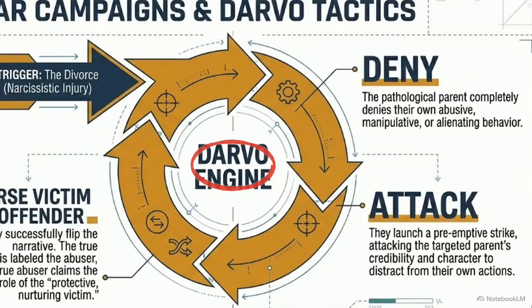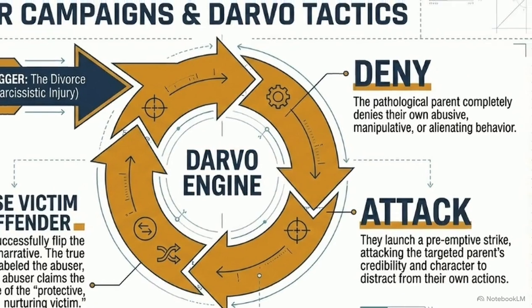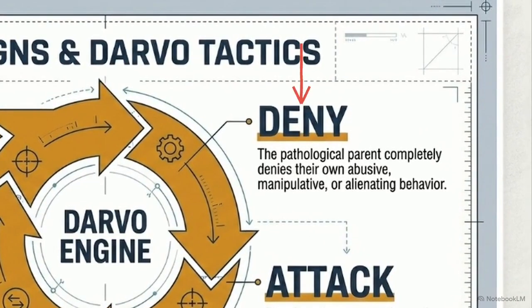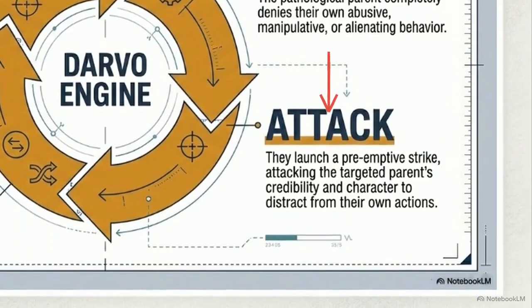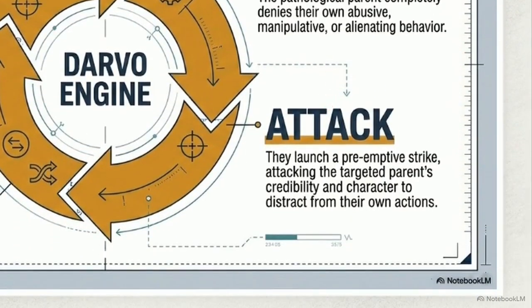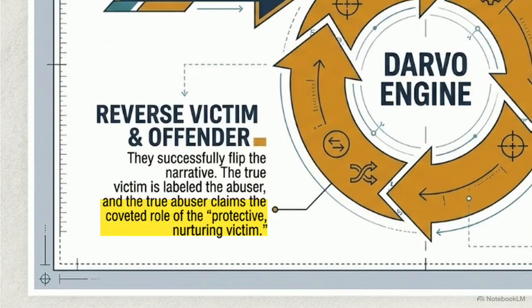This graphic breaks down the DARVO engine. Looking at the right side of the loop, your job is to document every instance where the opponent denies an established fact and launches a preemptive attack to distract from their actions. They then finally reverse the roles of victim and offender. The true abuser claims the coveted role of the protective, nurturing victim.